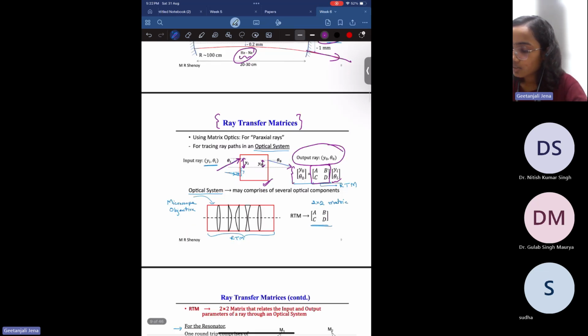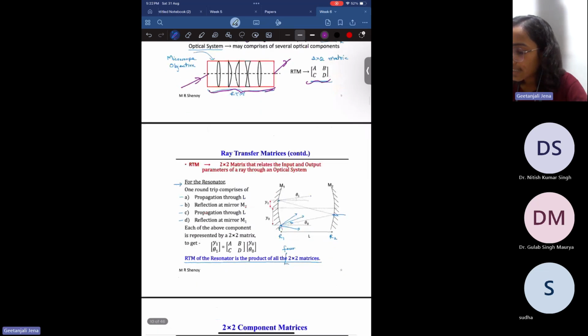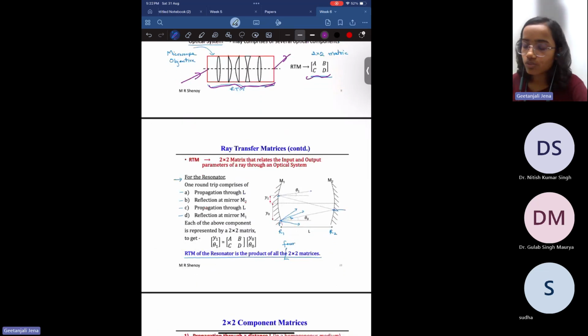And as I said, the optical system, which is the black box here, can have different mirrors. It can be a plano convex lens, or two plane mirrors, or two symmetric spherical mirrors. It can be anything. It can have any number of mirrors or any number of optical elements here. And whenever the ray comes here and goes out like this, we'll relate yi and theta i through the ray transfer matrix A, B, C, D. Okay. So as I said, the ray transfer matrix is a 2 by 2 matrix that relates the input and output parameters for a ray through an optical system.